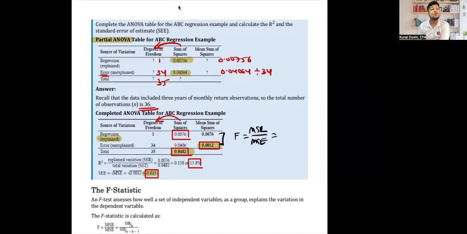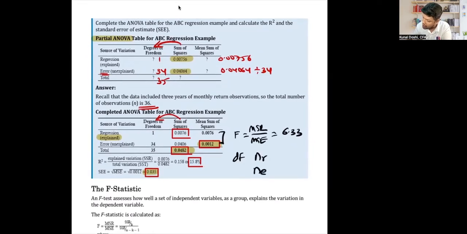If you divide this, your F will be 6.33. Am I correct? 6.33. Yes, 6.33. And if they ask you degree of freedom, so on the numerator you have explained, on the denominator you have unexplained, that is error. So how much degree of freedom for the numerator? It is always 1 because explained is always 1. And for the denominator you have already solved, that is 34. Understood?